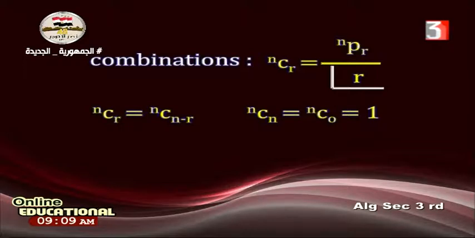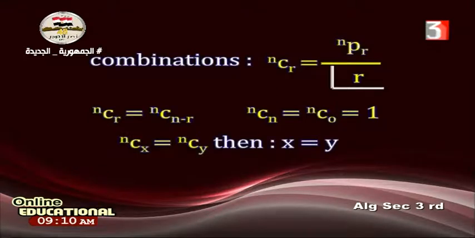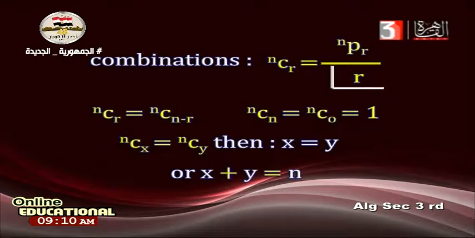Remember, nCn equals nC0 equals 1. Remember, my dear students, this rule is very important. nCn equals nC0 equals 1. When nCx equals nCy, we deduce that x equals y or x plus y equals n. If we have 10C2 equals 10Cx, then x equals 2 or x plus 2 equals 10.